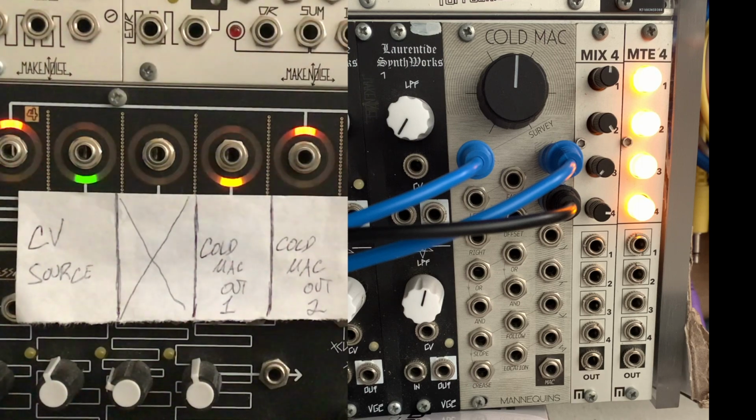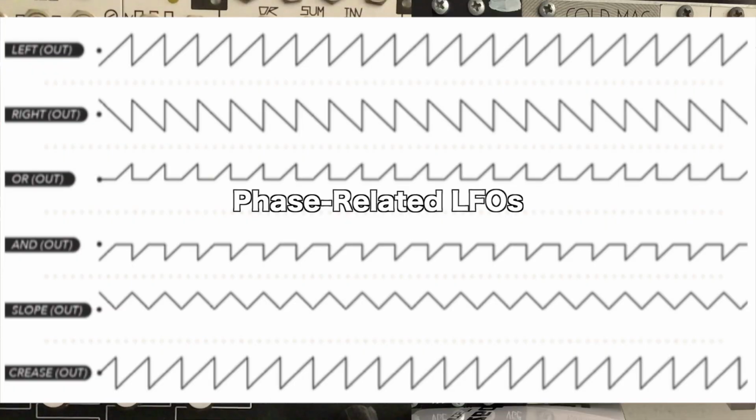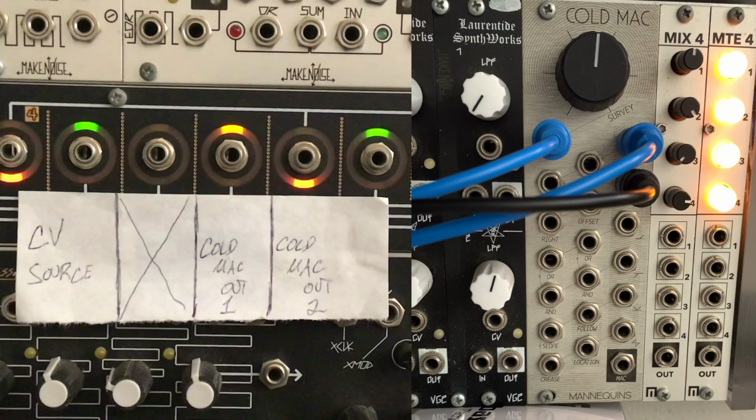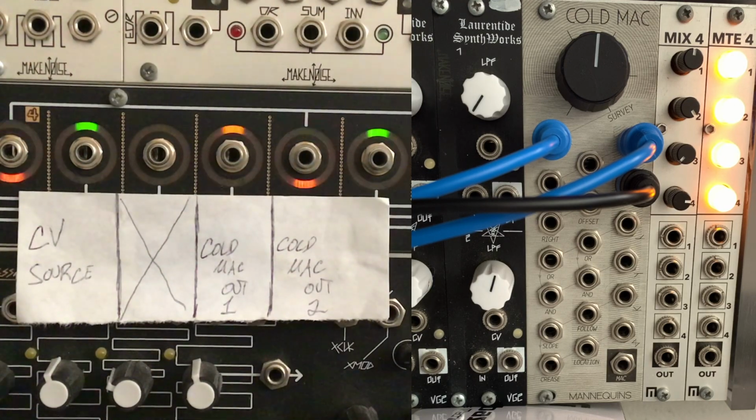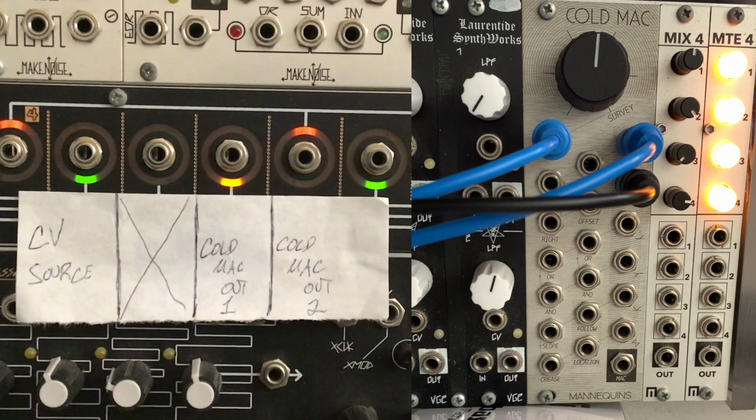Let's jump right in. Generating 8 LFOs from a single source LFO is achievable with only one patch cable and one small turn of the survey knob. Simply plug any LFO into the survey jack, set the knob to noon, and you're set.